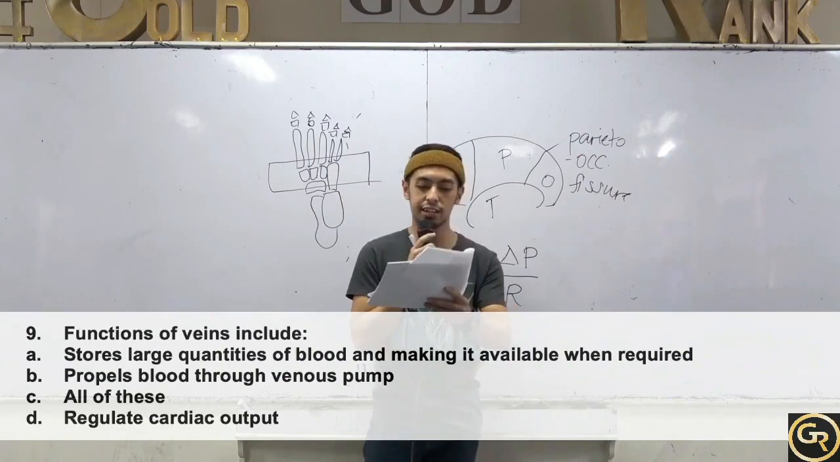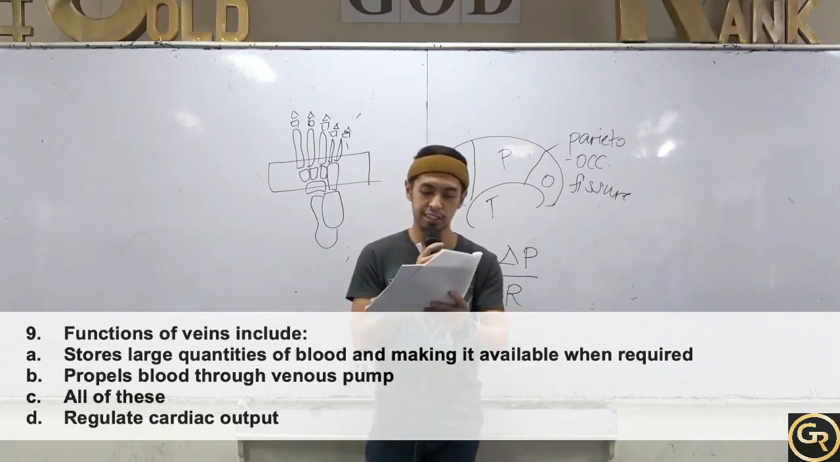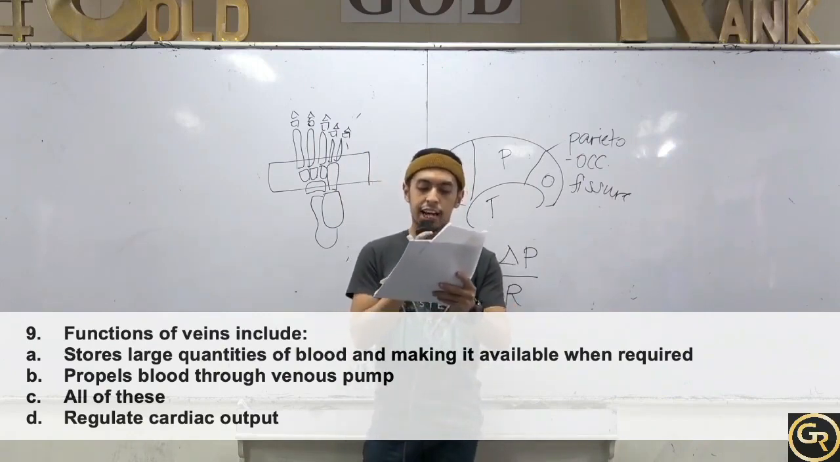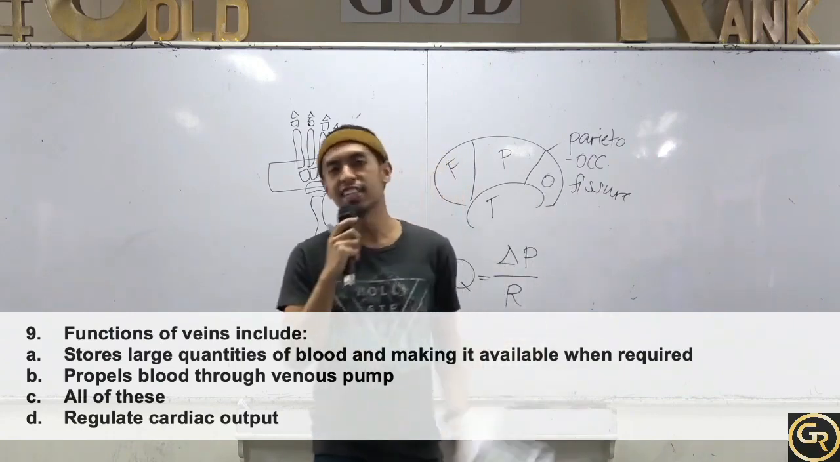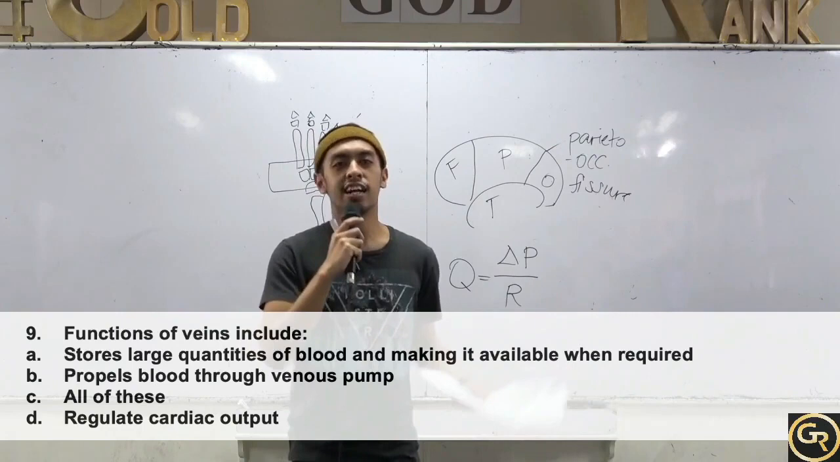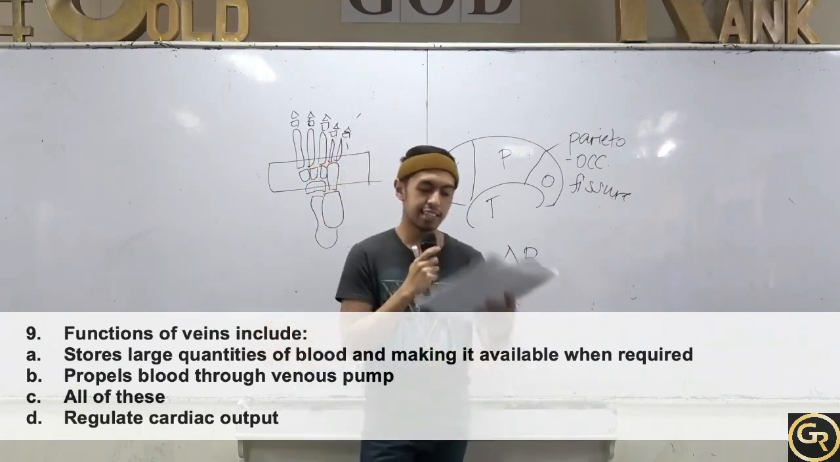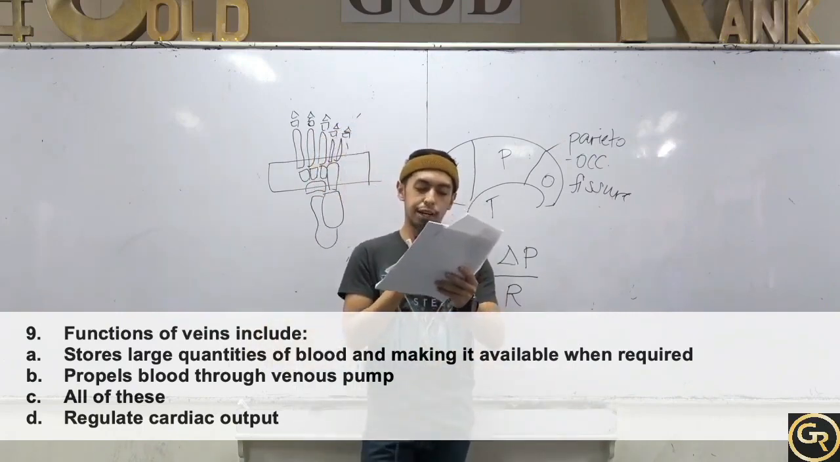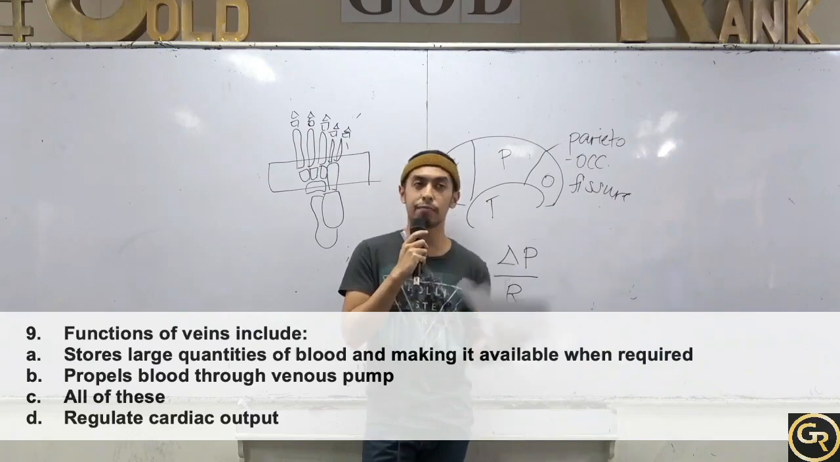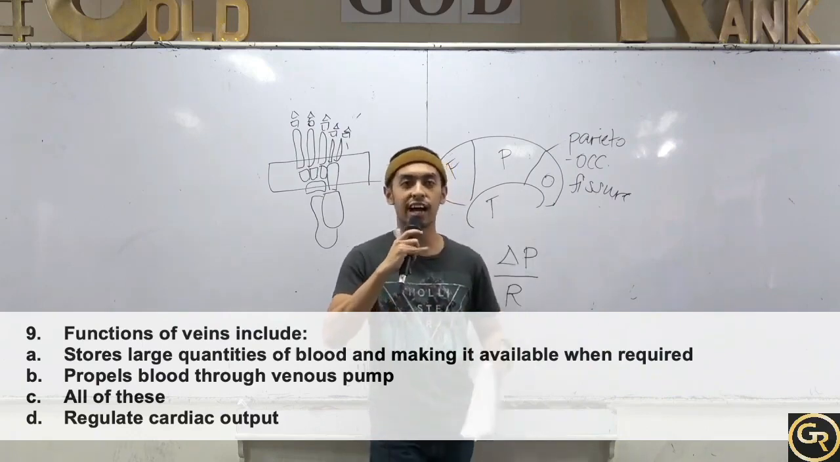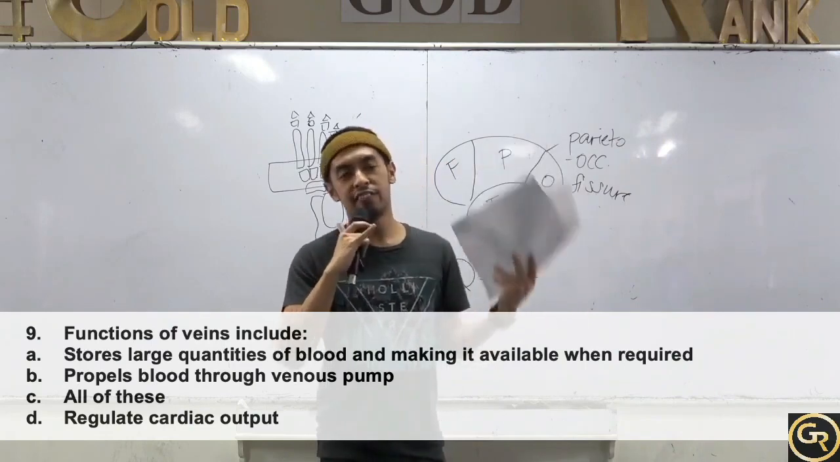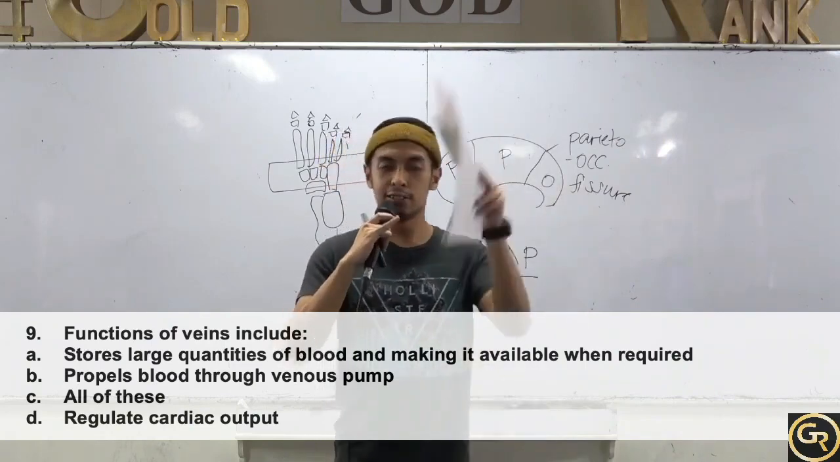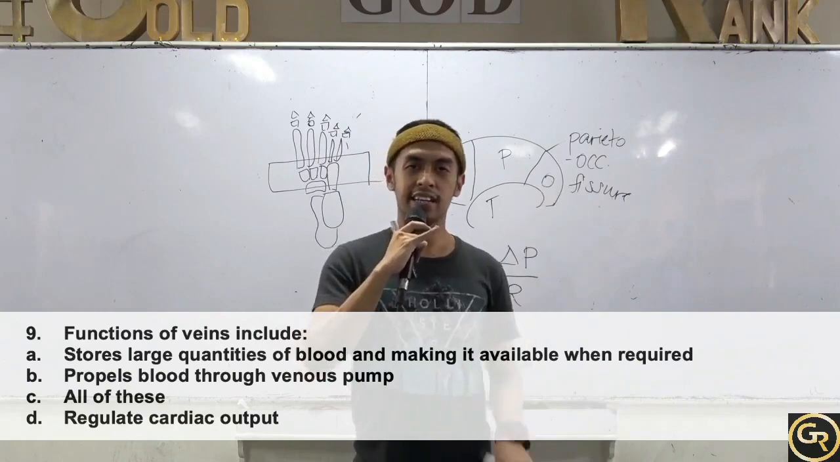Number 9. Functions of veins include letter A, stores large quantities of blood and makes it available when required. That's why it is called the capacitance vessel because it can contain large amounts of blood. Okay? So that is correct. Letter B, propels blood through venous pump. This is also correct because your veins have valves in order to prevent backflow of the blood towards the foot.